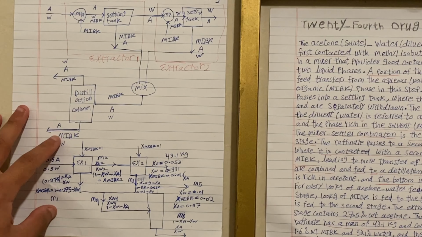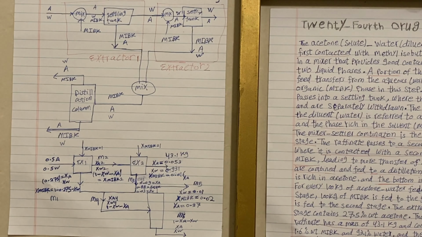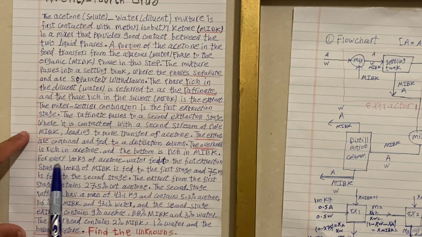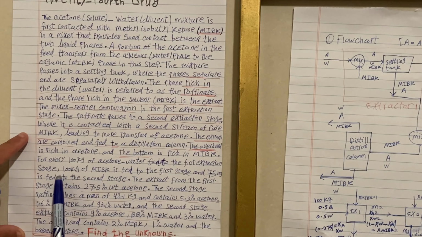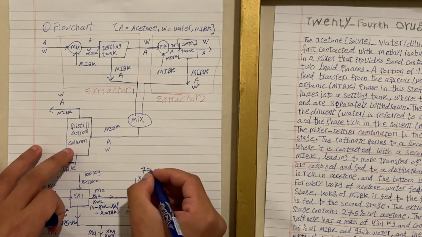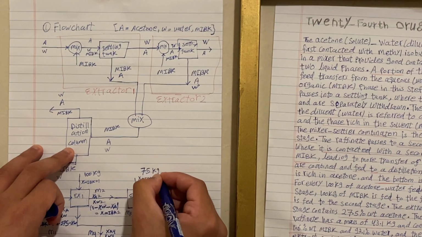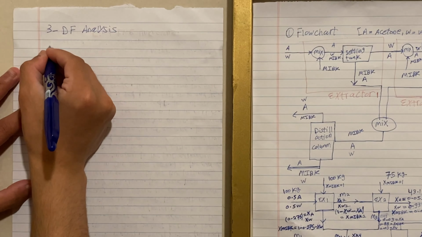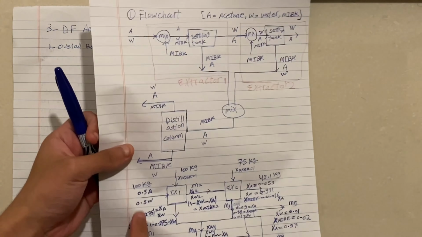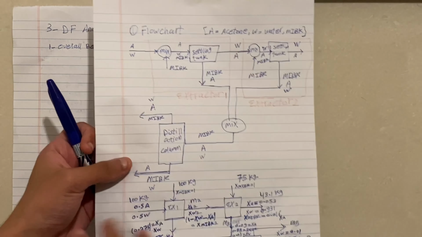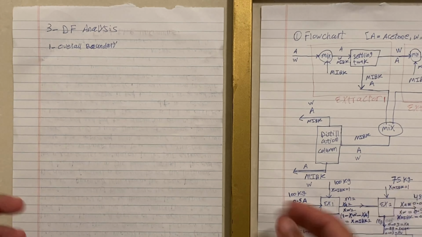To simplify the calculation, we would choose our basis as 100. If that's the case, then this will be 100 kilogram entering, and it said in the question, for every 100 kilogram of acetone-water fed, we will have 100 kilogram of MIBK fed to the first stage and 75 kilogram of MIBK fed to the second extraction stage. Degrees of freedom analysis. The first thing, overall boundary. You have 100 and you have 43.1, you have 75, you have 100, so you'd expect the degrees of freedom to be, we hope it is 0.